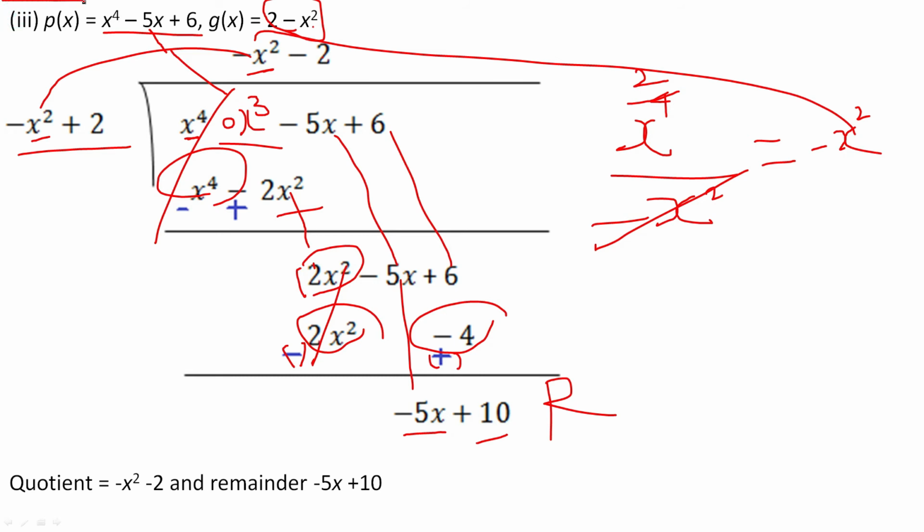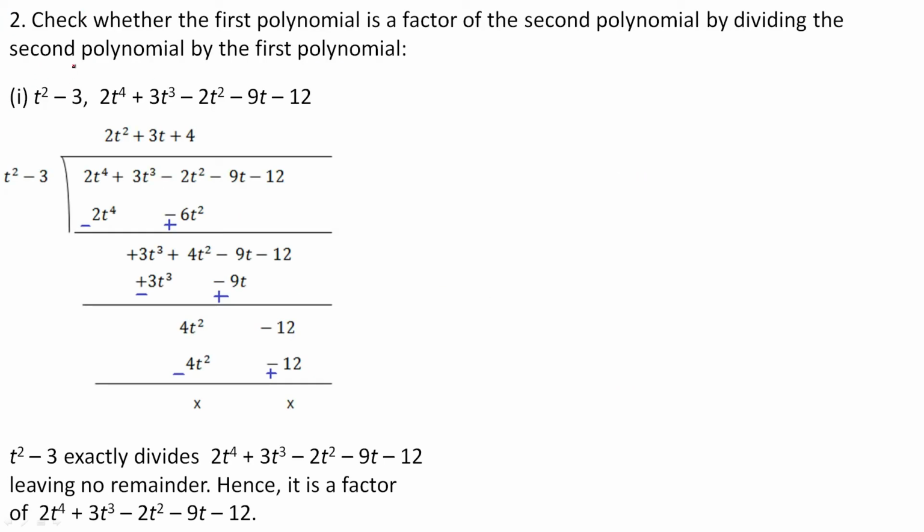Here you will get to the question. Question number 2, check whether the first polynomial is a factor of the second polynomial. Two polynomials are given; divide the second polynomial by the first polynomial. The second polynomial has the terms 2t power 4, 3t power 3, minus 2t power 2, minus 9t, minus 12. Put it inside.